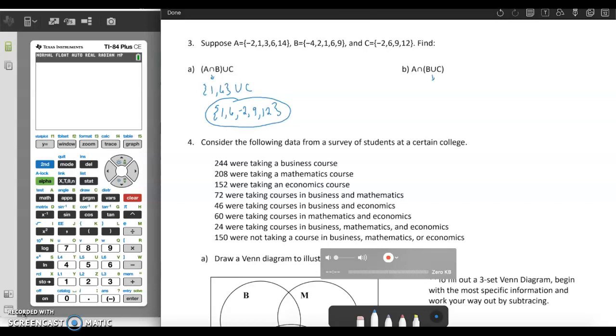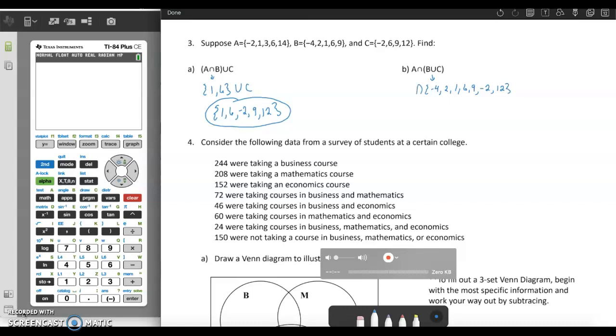So again, on this one, we would start by doing B union C. So let's keep any elements that are in B or in C. I'm going to just start with B. The elements in B are -4, 2, 1, 6, 9. And then let's keep anything also that's in C that we haven't listed yet. So we haven't listed yet -2. We already listed 6 and 9, but not 12. So we need to put that in there. Okay, so here's our B union C.